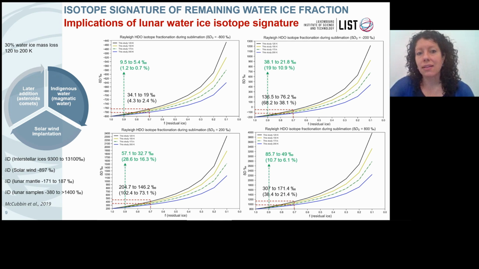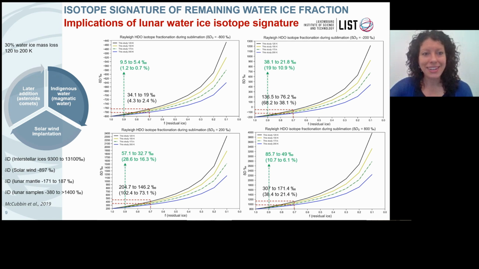What we can see is that for a very light isotope signature, -800 per mil, the isotope fractionation is probably not that relevant. But for an initial isotope signature from -200 per mil to +800 per mil, at 30% of water ice mass loss we can expect a relevant isotope fractionation, from 38 to 102% of the initial isotope signature. So what I would say is that up to 10% of water ice mass loss, we can consider that the isotope fractionation due to sublimation is not relevant.